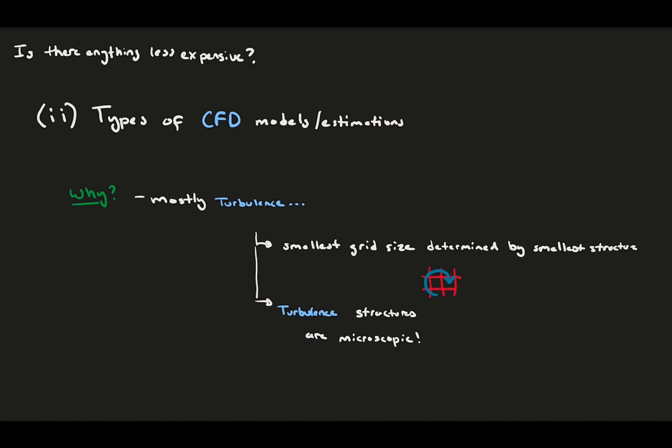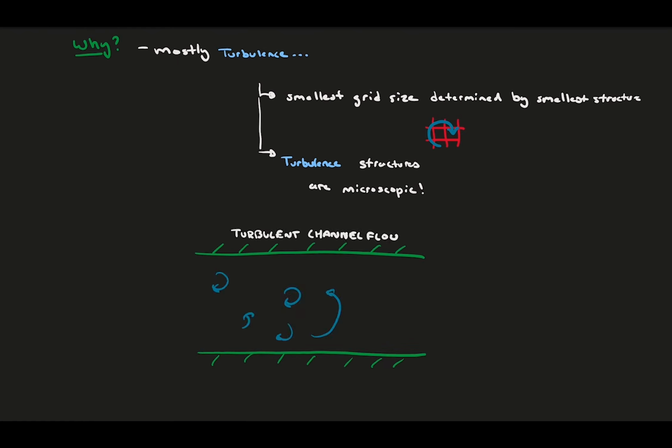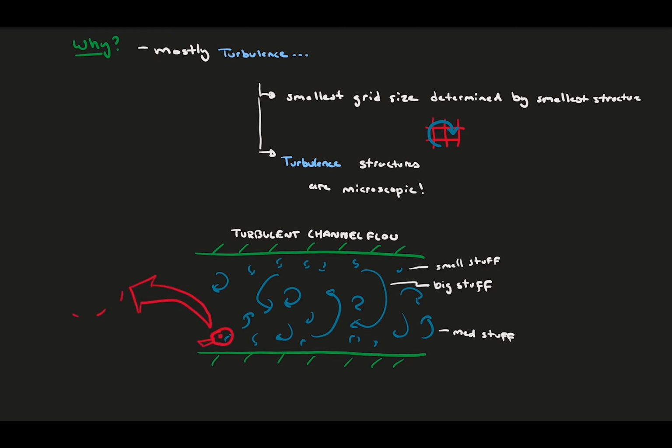Unfortunately, turbulence creates very small, often microscopic flow features. It is a defining feature of turbulence itself. As an example, let's consider a turbulent channel flow and all that chaos that comes with it. To the naked eye, some structures are big, some are medium, and some are small. However, if you zoom way in with a magnifying glass, you would still see even smaller structures.